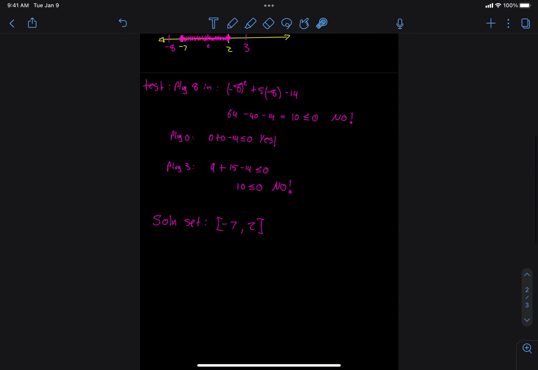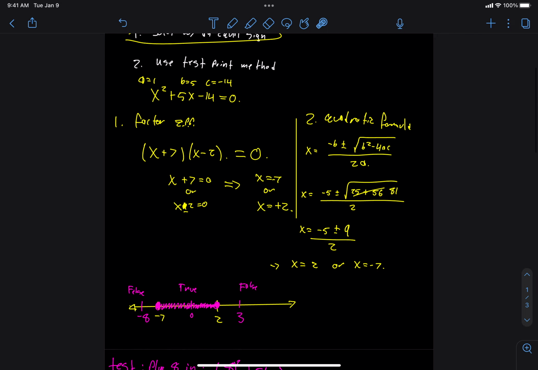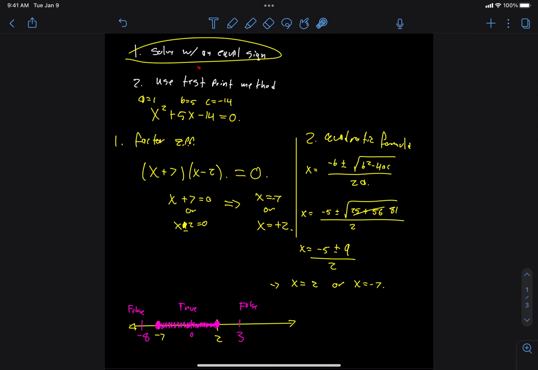Okay, so that's a rational inequality. It comes down to using the test point method. To use the test point method, the crucial step is to first solve the inequality with an equals sign, and then plot those points on the number line and then pick a test point from each subregion to plug into the original inequality.